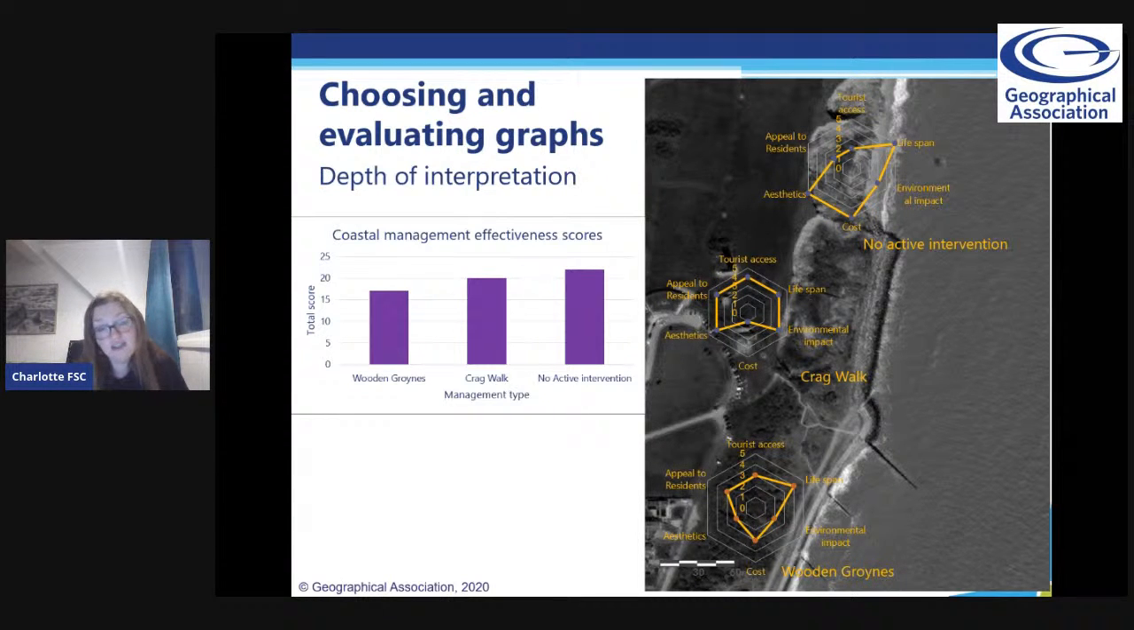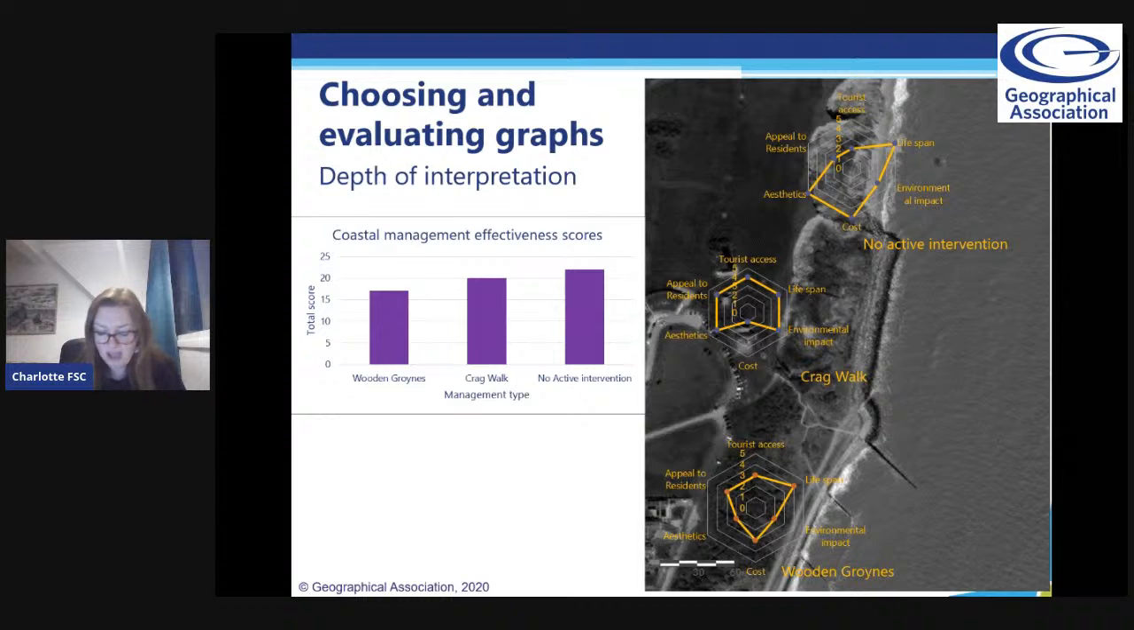But because we can also see the individual scores, you can work out what the downfalls of that particular management option are. As I said, the cost is the downfall of the rock armour, and the tourist access is the downfall of no active intervention. As for the groynes, people didn't really like how they looked, and because they're made of hardwood, they're not very sustainable, and they caused sediment starvation further up the coast. Maybe that's why they scored a bit lower there. And we can tell all that from these radar graphs.